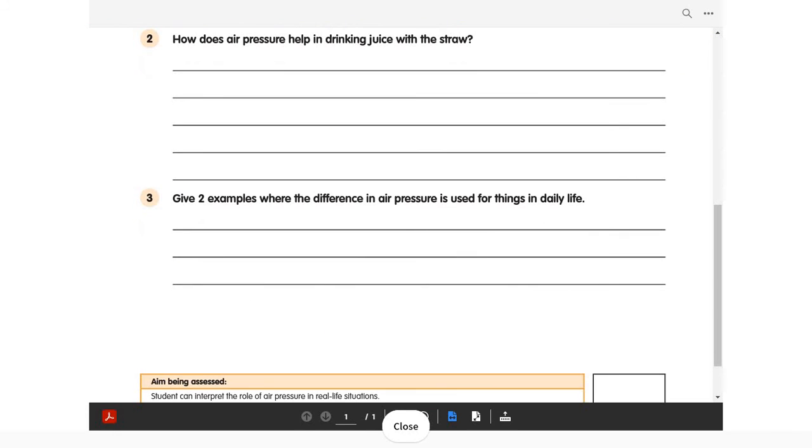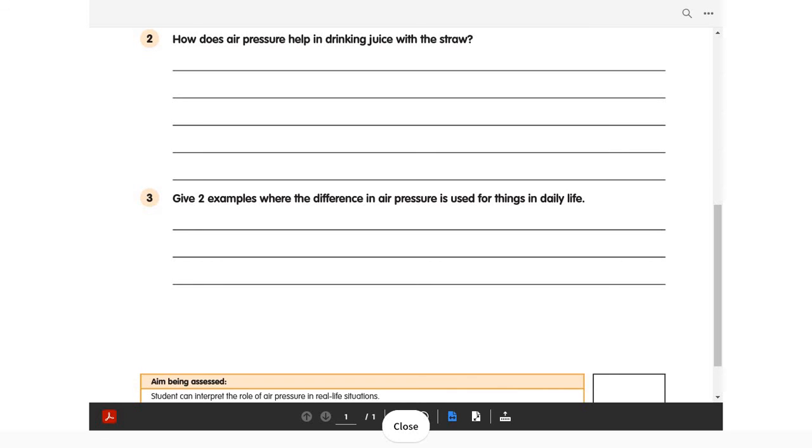Next question. How does air pressure help in drinking juice with the straw? We already discussed this question, isn't it? The answer is, when we suck juice from a straw, we suck air first. This creates low pressure inside the straw. The pressure outside is more, which pushes the juice inside the straw. Okay?